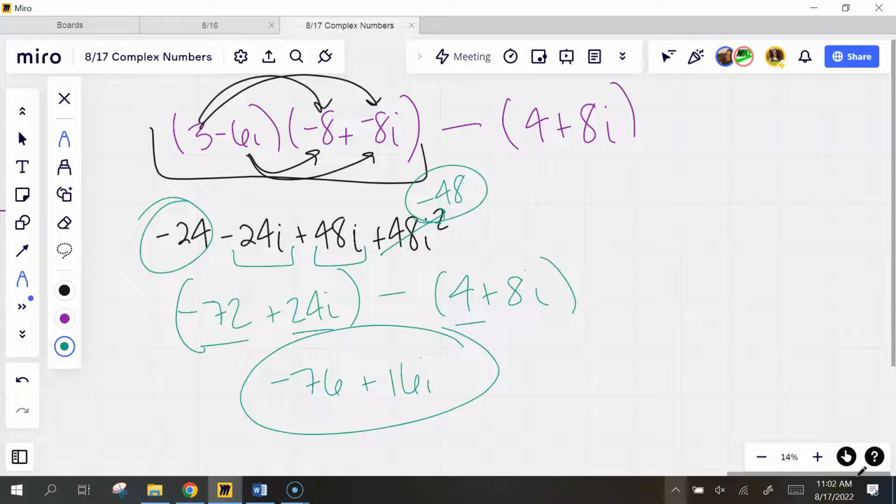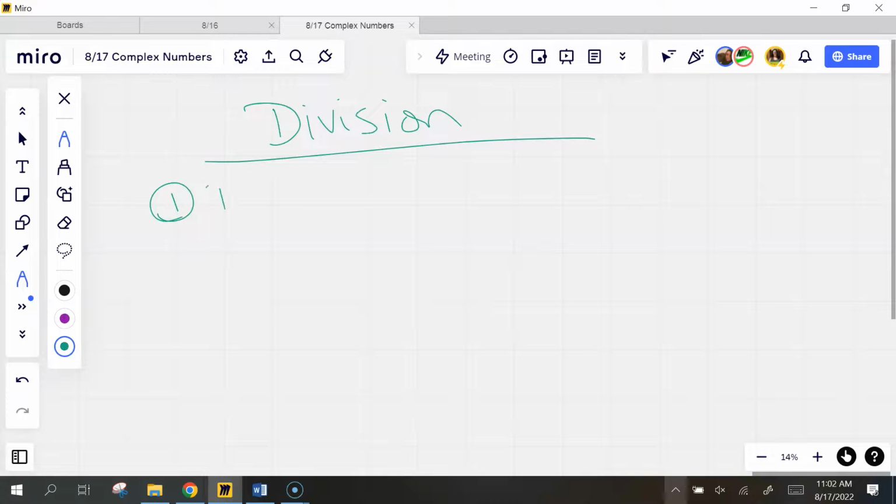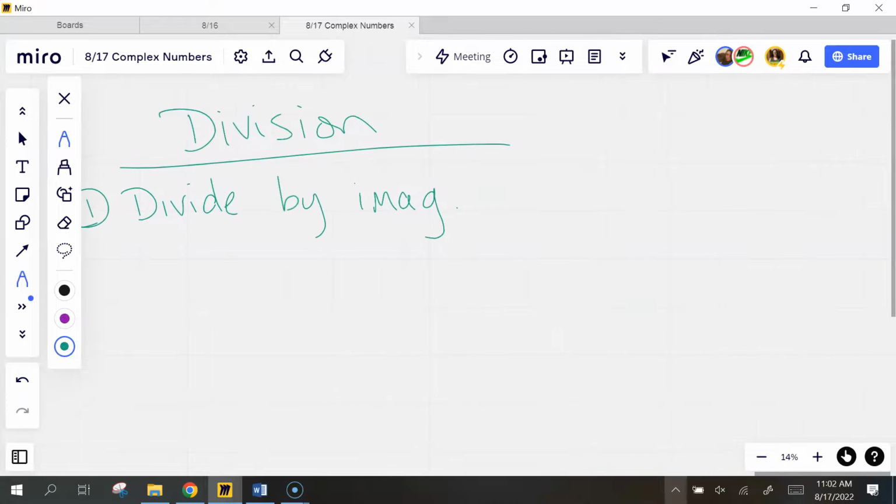Okay, let me run through division and I'll be done. There are 2 scenarios with division. One easy. We didn't talk about operations with i because they're pretty self-explanatory, but here I'm going to take just a minute and talk about division with i. So I'm going to talk about 2 different situations. One, I divide by an imaginary number. And situation 2 is I divide by a complex number. And these are going to have 2 different ways that we solve.